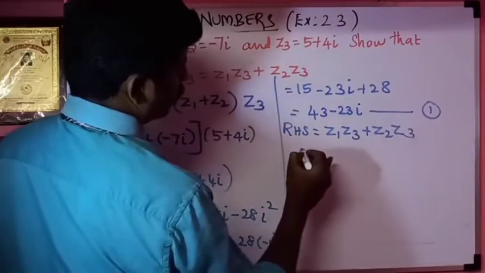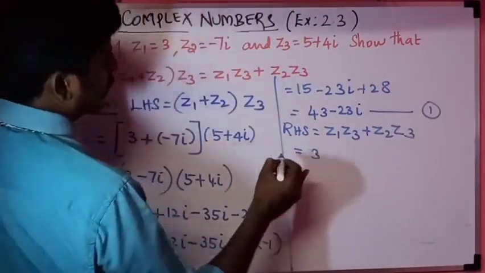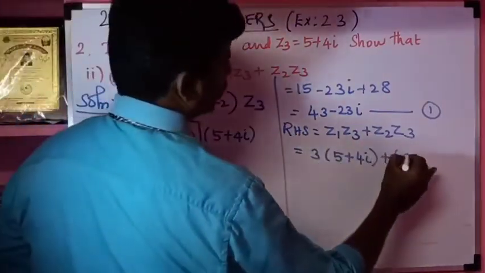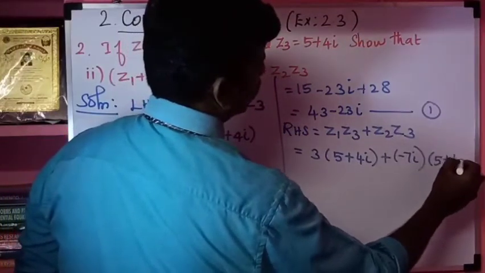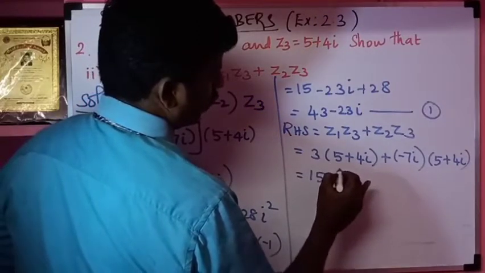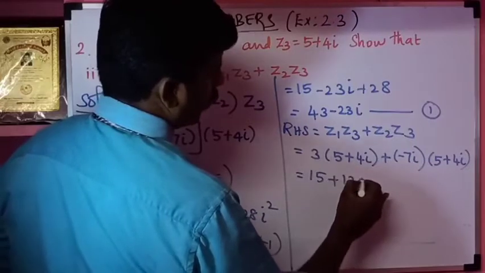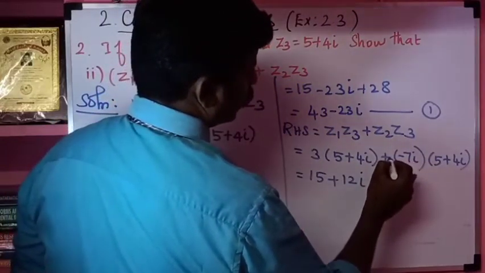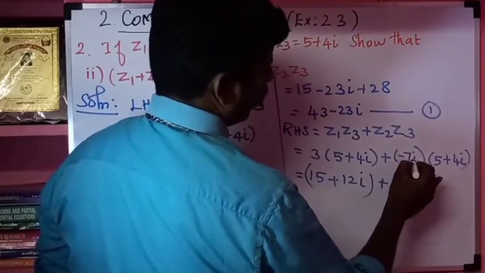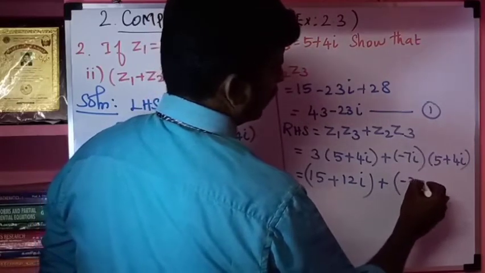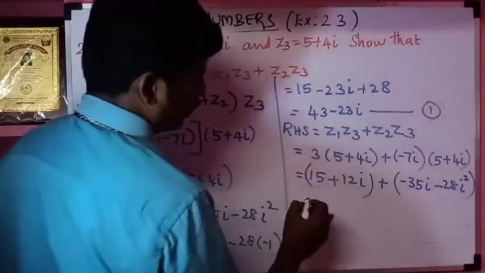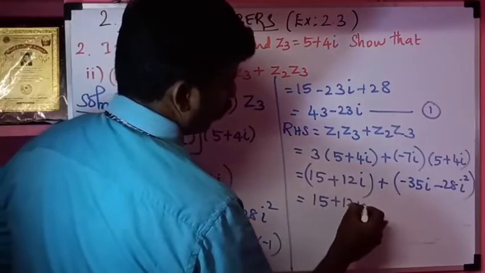Now the RHS is equal to z1 z3 plus z2 z3. z1 value is 3, z3 value is 5 plus 4i, plus z2 value minus 7i, z3 value 5 plus 4i. So 3 fives are 15, 3 into plus 4i, 3 fours are 12i. This is plus into minus 7i. This stays as it is, and this plus also stays. Multiply minus 7i into 5, minus 35i. Minus 7 fours are 28 i into i, the i square. So it is 15 plus 12i.